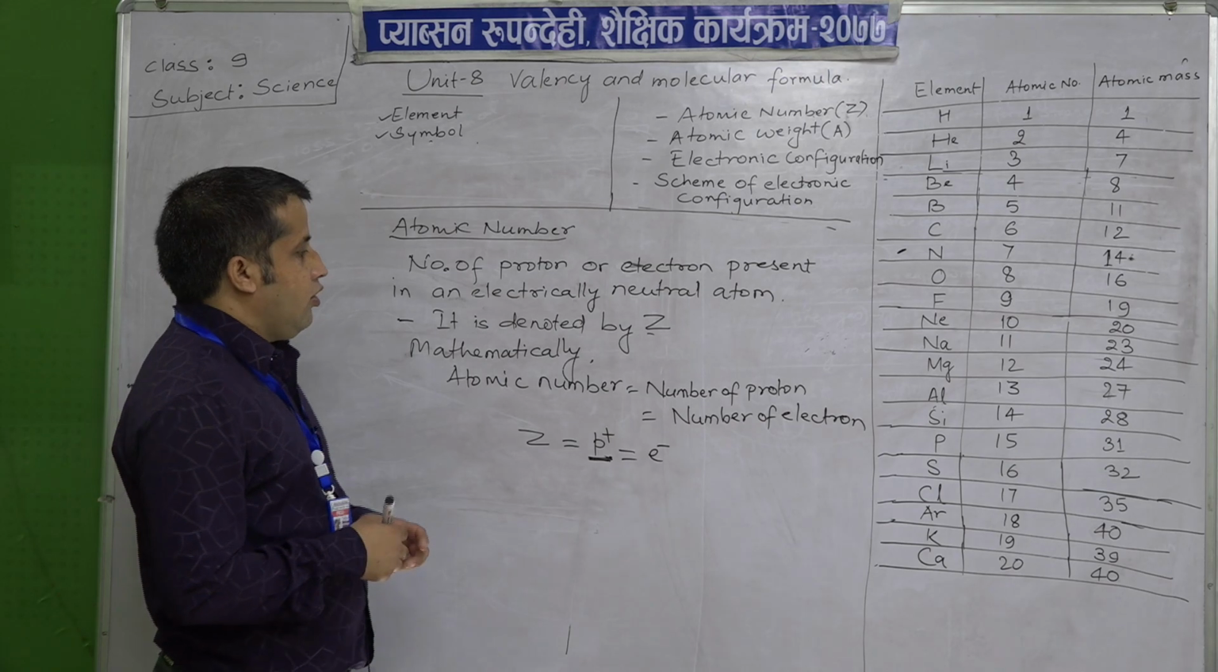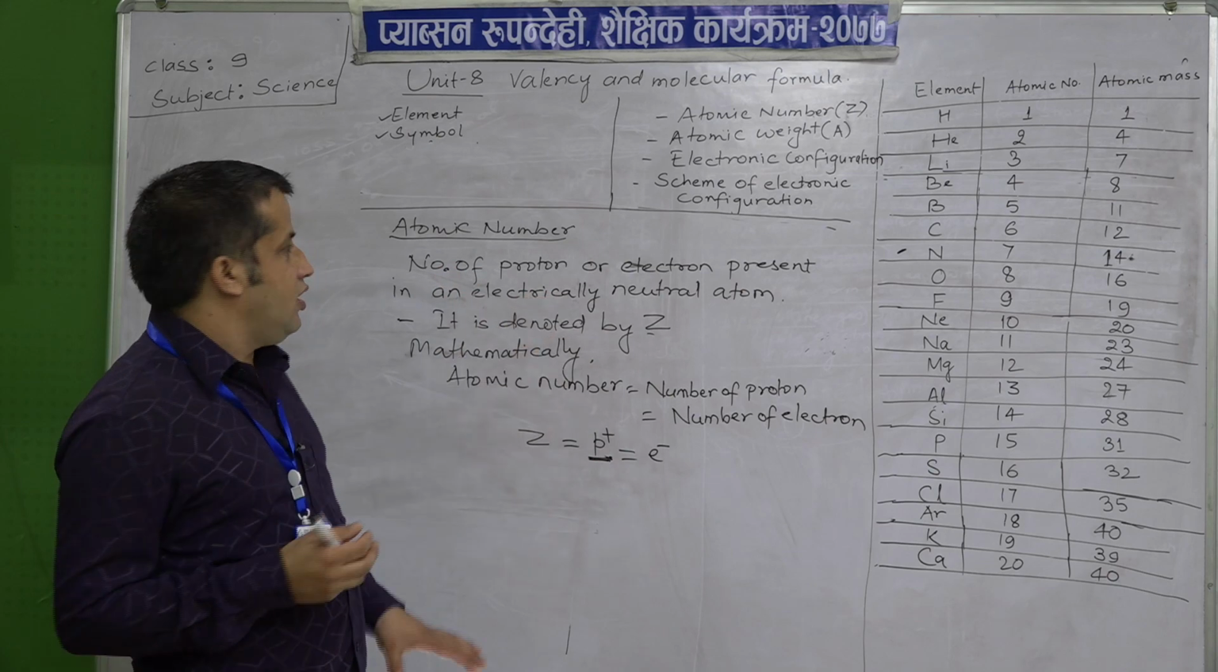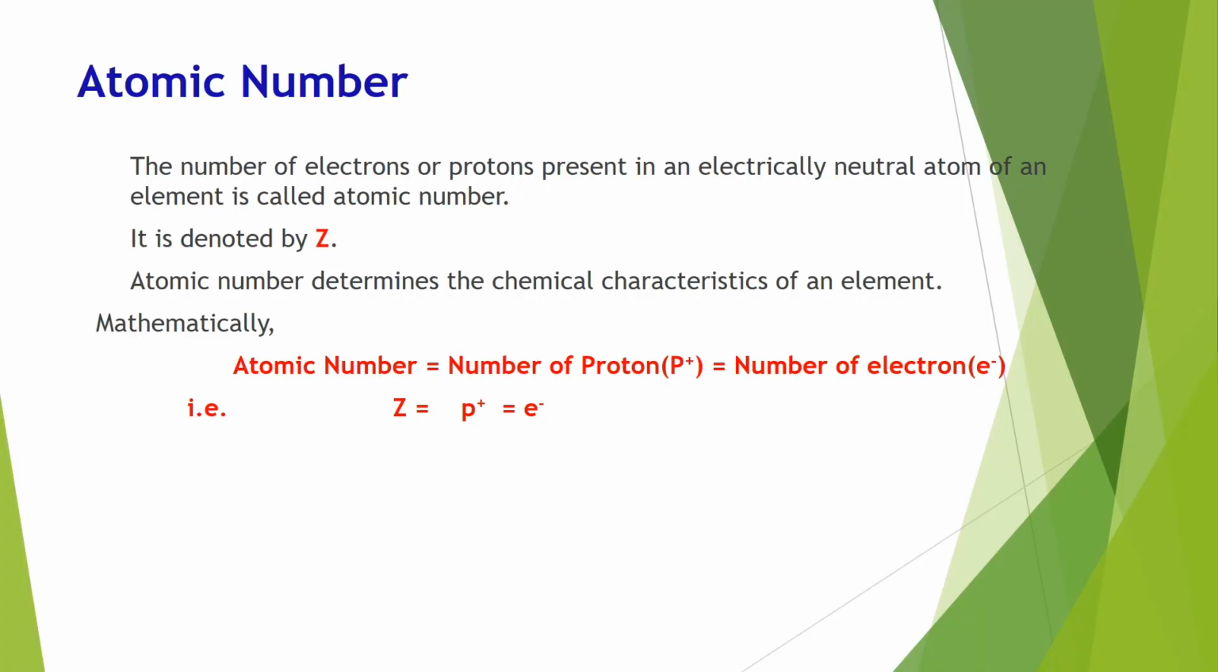We can see in the slide in short what we have discussed here. Whatever I have written on the board, the same thing is given. Here you can write properly: the number of electrons or protons present in an electrically neutral atom of an element is called the atomic number, and it is denoted by Z.